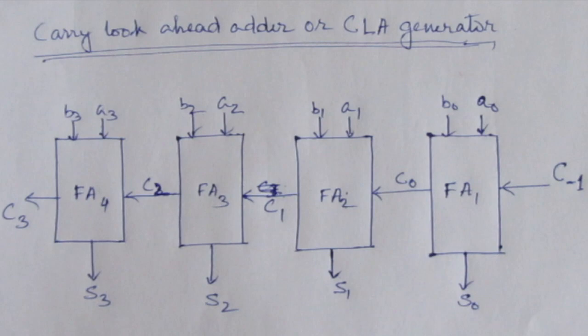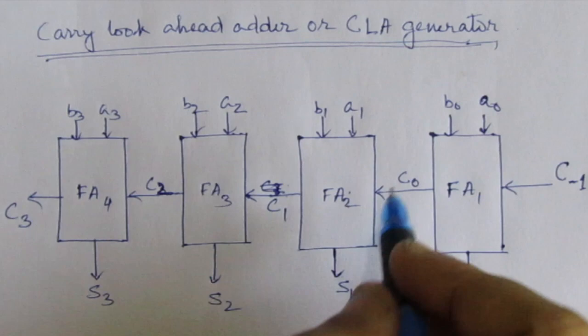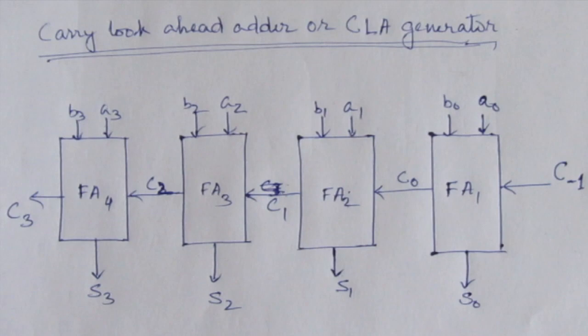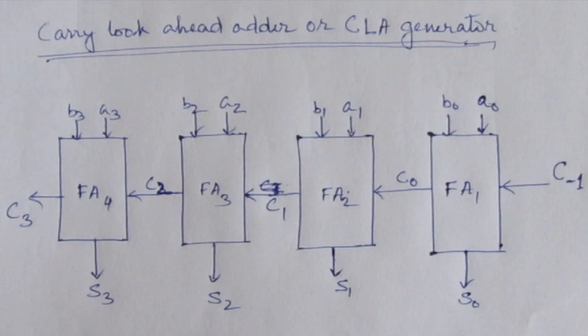In a carry-lookahead adder, we will try to see how we can predict C0, C1, C2 at the initial period of time. So that means we are designing a carry-lookahead generator. That means we will try to predict the carries at the different stages C0, C1 and C2 here. We'll try to see only the carry portion of this full addition operation.